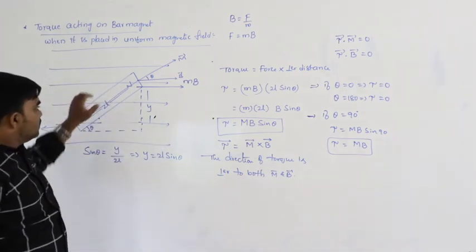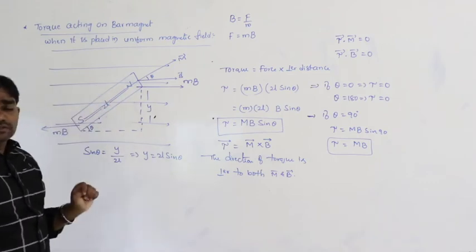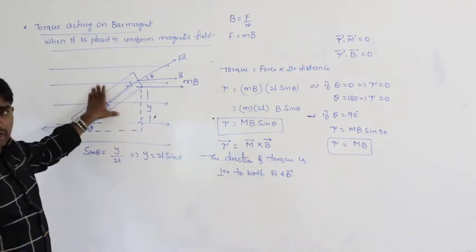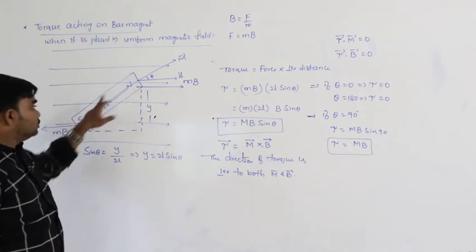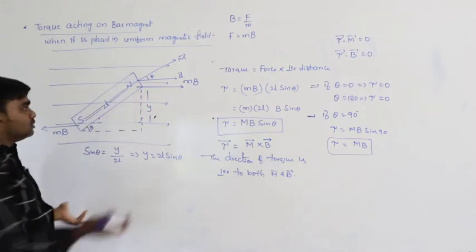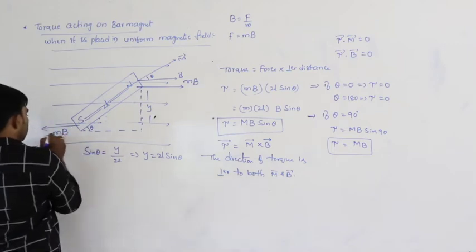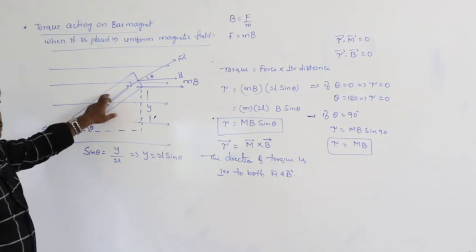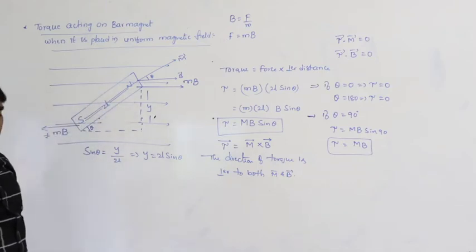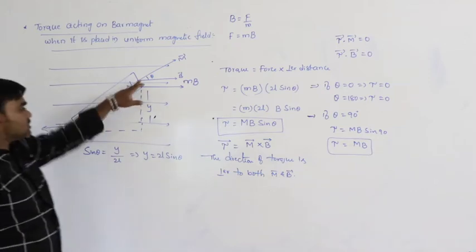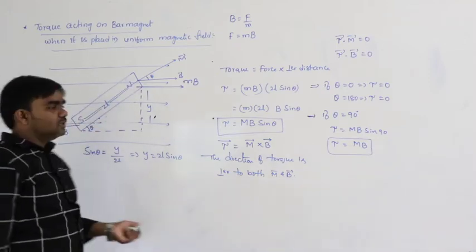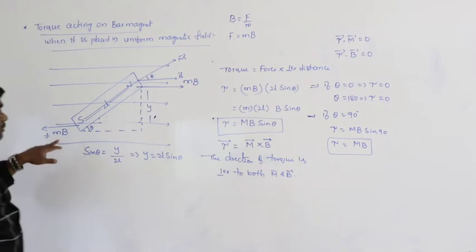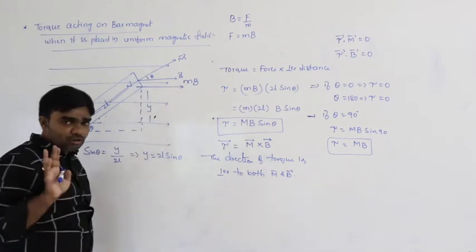Otherwise, if the magnet is placed in a non-uniform magnetic field, then the forces acting on the two poles of the magnet may not be equal. So, this is mB and this is not equal to mB. If the bar magnet is placed in a non-uniform magnetic field, the forces acting on the two poles may not be the same. Let us say it is mB and it is not equal to mB, maybe greater than mB or less than mB. So that means the two forces acting on the magnet are not the same.